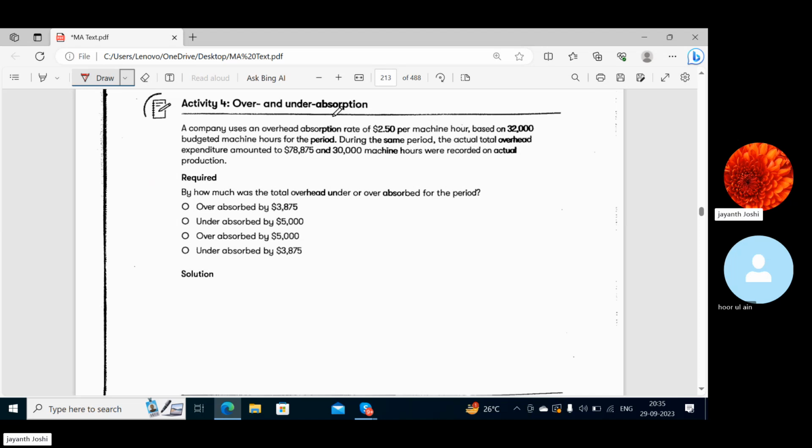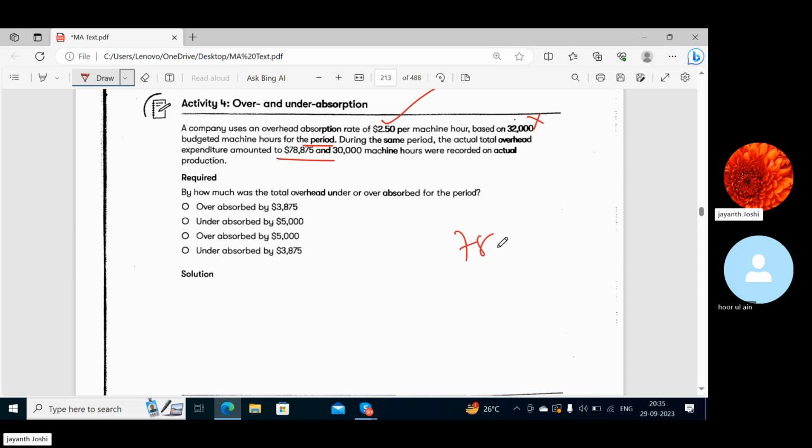A company uses an overhead absorption rate of this much dollars per machine hour, based on 32,000 budgeted machine hours for the period. So we need not worry about all this data, because the overhead absorption rate has been given based upon this activity level. In the same period, the actual overhead incurred is this much.